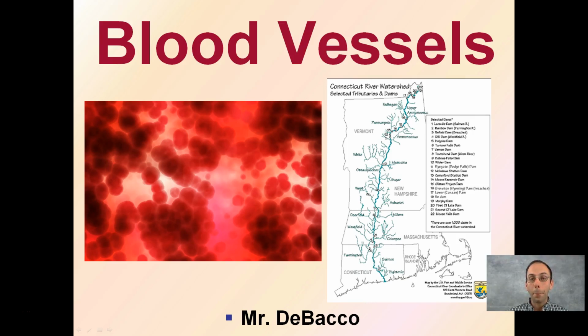Okay, here we're going to be looking at blood vessels of the body. We have a picture here of some blood, and we also have something that may initially seem unrelated, which is the Connecticut River watershed, or any watershed really, for example. We can make connections between this and the blood vessels in our own body and see how there are some similarities and some differences.